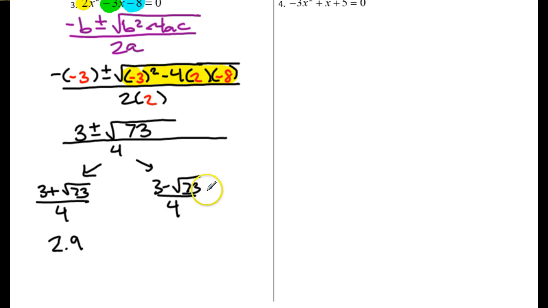Now we got to go back and do this one. Okay, now here's the thing. You actually have to do this. I know we're just changing this plus to a minus, but that's not going to make this a negative 2.9. Okay, it's going to be 3 minus this divided by 4. It's going to be a totally different number.